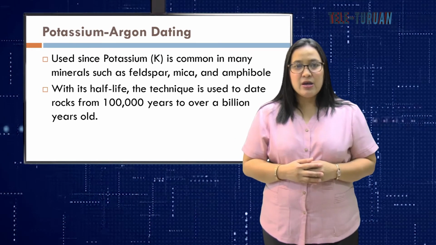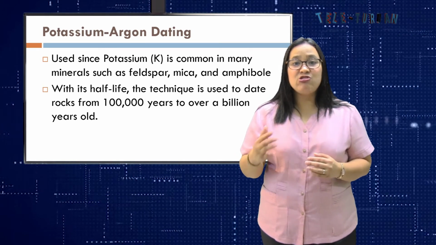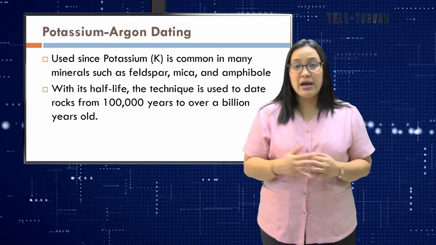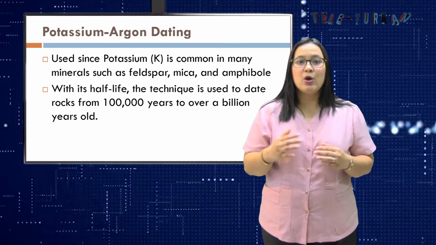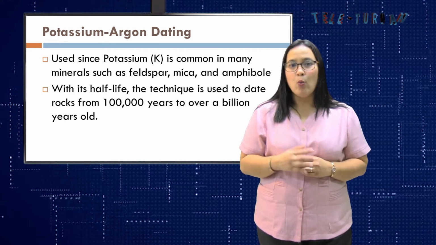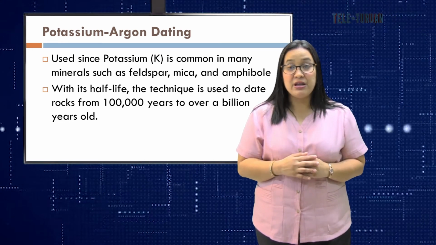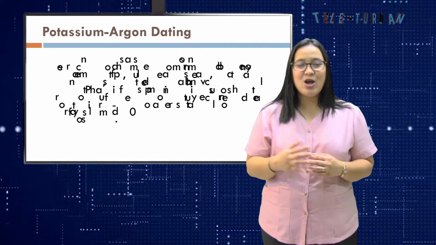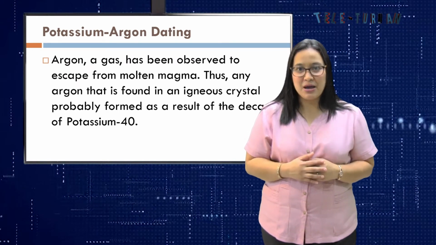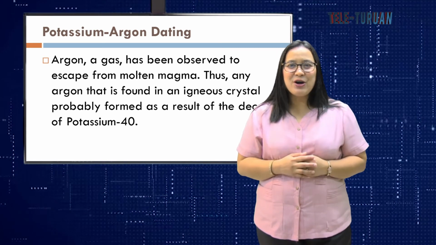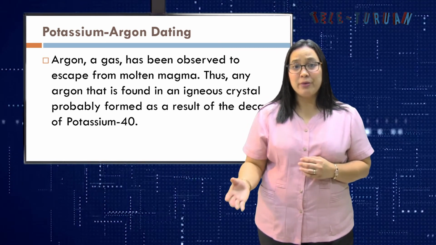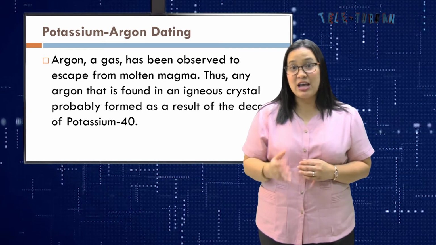Potassium-argon dating is used since potassium is common in many minerals such as feldspar, mica, and amphibolite. With its half-life, the technique is used to date rocks from 100 years to over a billion years old. Argon, a gas, has been observed to escape from molten magma. Thus, any argon that is found in an igneous crystal probably formed as a result of the decay of potassium-40.